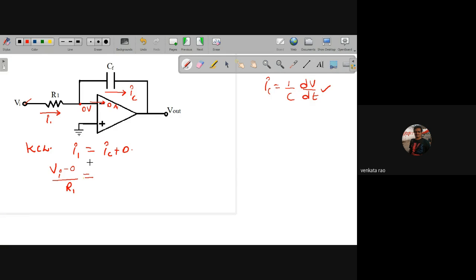So now it is Cf into dV by dt, that means d by dt of V, where V means the voltage at this point minus the voltage at this point. Here the voltage is 0 volts, and here the voltage is V output, plus 0 amperes. So from this we can write Vi by R1 equal to minus Cf dV output by dt.